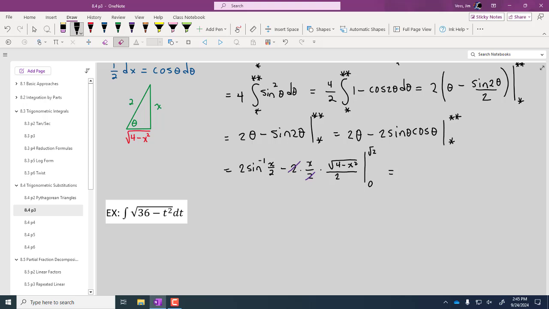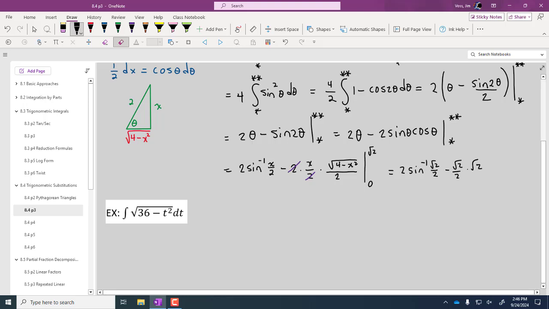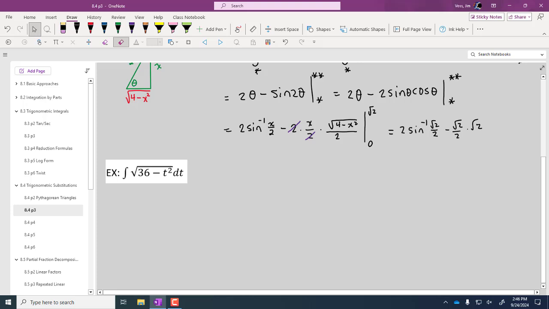Notice that if we plug in 0, do you see that we get 0? Inverse sine of 0 is 0. Inverse sine of 0 is the angle on the right with the sine of 0. Plug in 0 there, we get 0. So 0's out. All we have to do is plug in the root 2. So we're going to have 2 inverse sine of root 2 over 2, minus, that's going to be a root 2 over 2 also. Root 2 goes in there. We square it, we get 2. So we get a square root of 2. So there, we just have to simplify that.